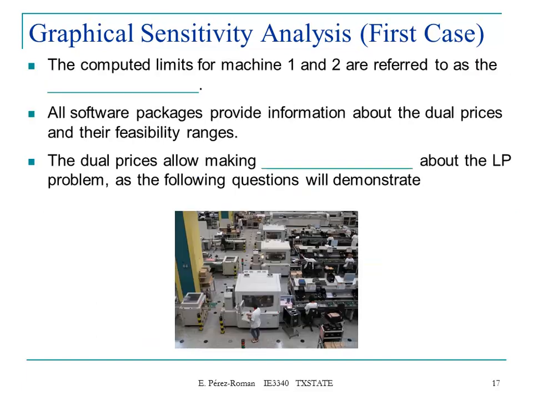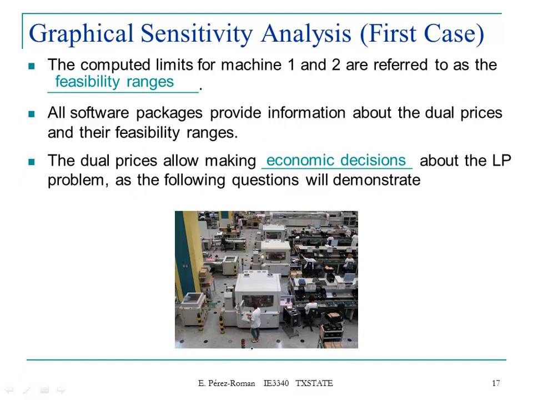Okay, so the computed limits for machine 1 and 2 are referred to as the feasibility ranges. All software packages provide information about the dual prices and their feasibility ranges. So you'll see that when we implement a problem using Excel, Excel will provide you with the sensitivity analysis. The dual prices allow making economic decisions about the LP problem, as the following questions will demonstrate.